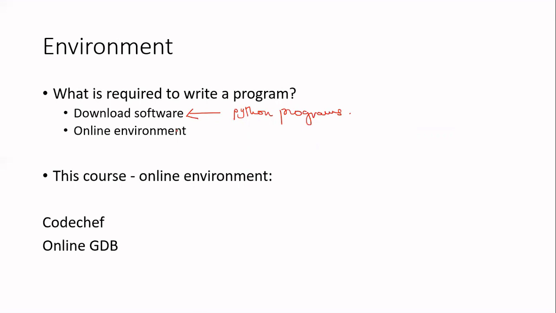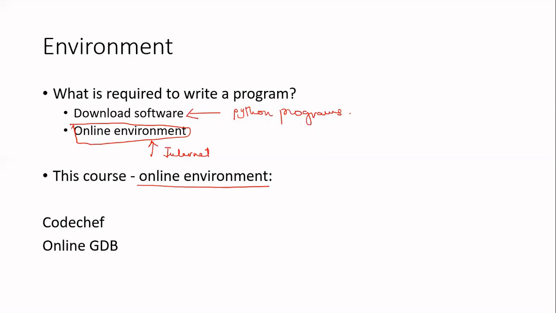If you don't download the software and install it on your computer, we could then use an online environment where we can type our programs. We can type them online and we can test them online. But obviously, if you're using an online environment, then you must have an internet connection. For the nature of this course, we will make use of an online environment to type our Python programs.